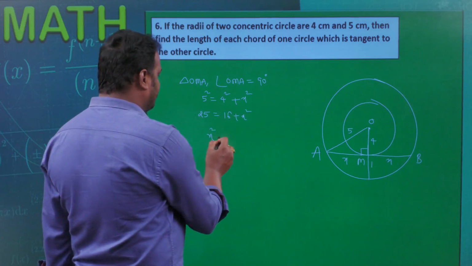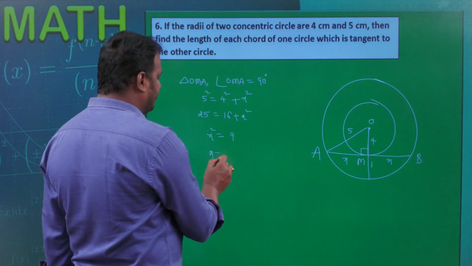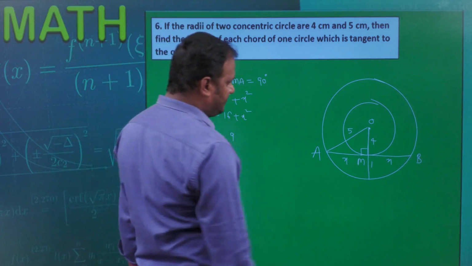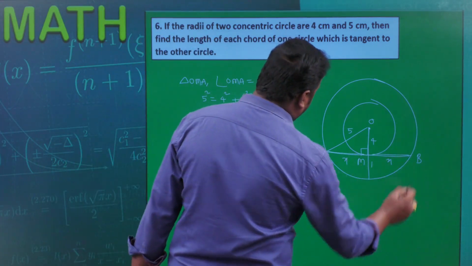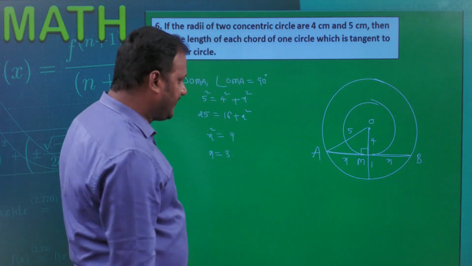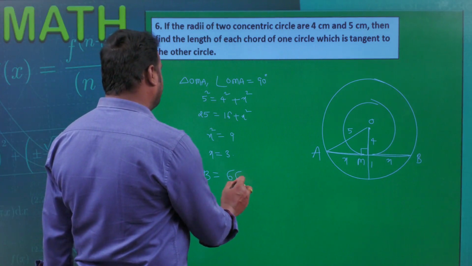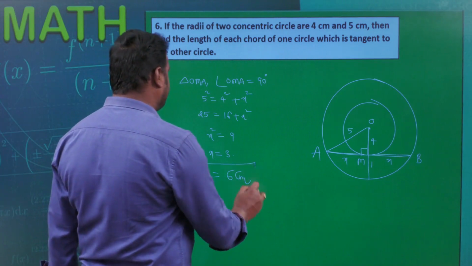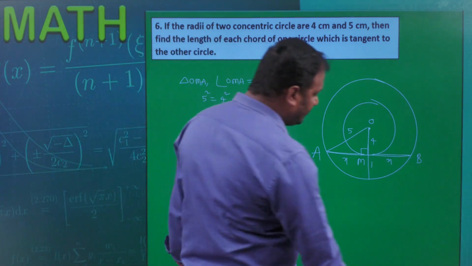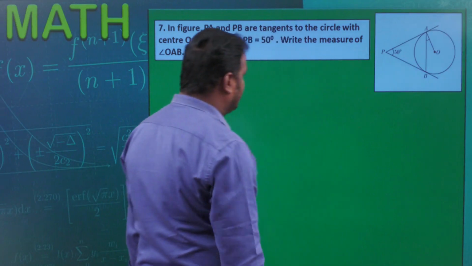Therefore, x square is equal to 9. X square equal to 9 means x is equal to 3. Means this length is equal to 3. What about this length? Obviously that is also 3. Therefore, the length of the chord AB is equal to 3 plus 3, which is 6 centimeters. You understand? That is the way of answering the problem.